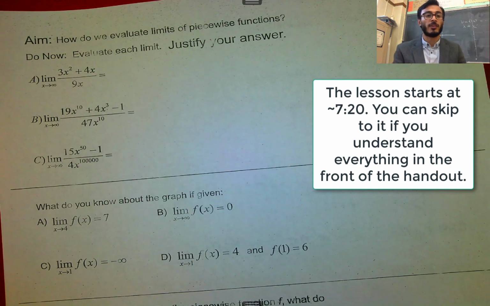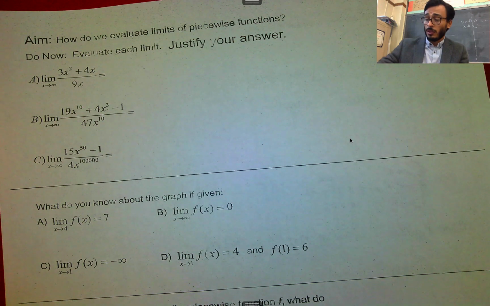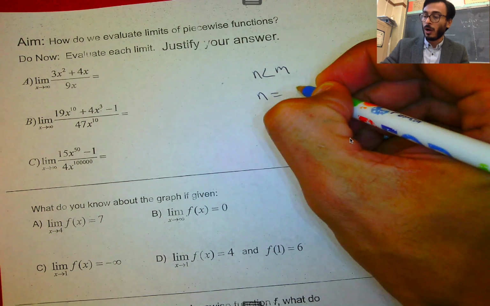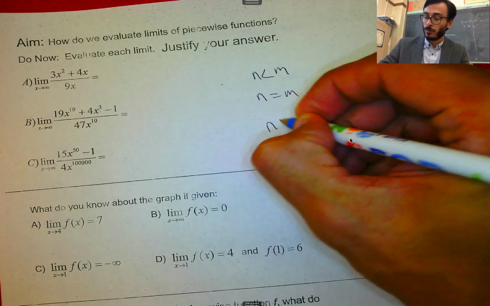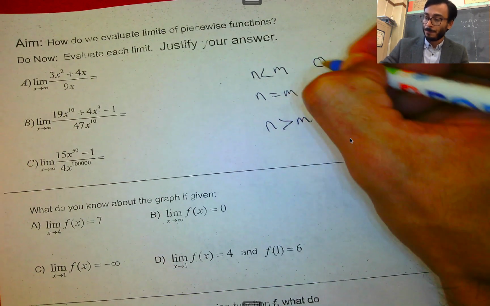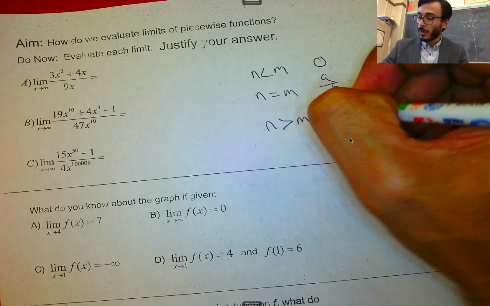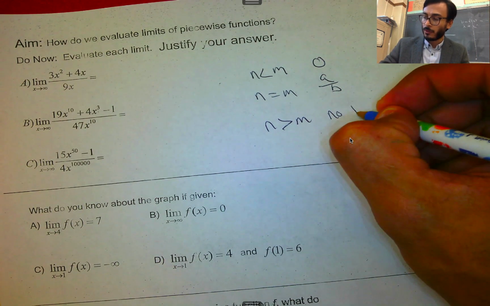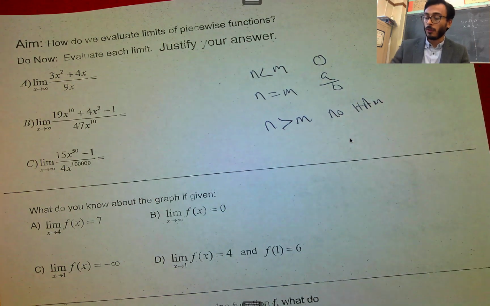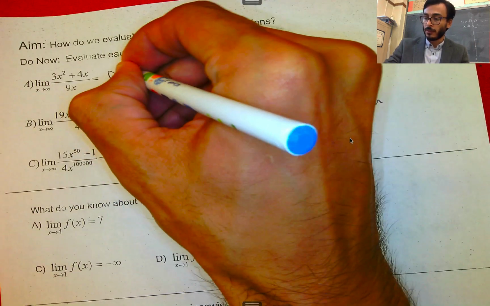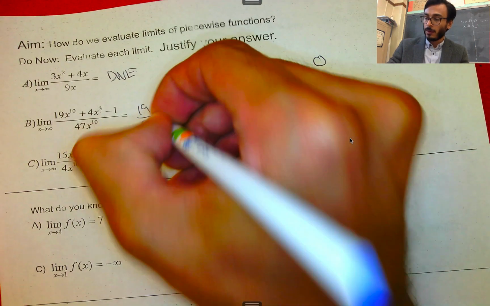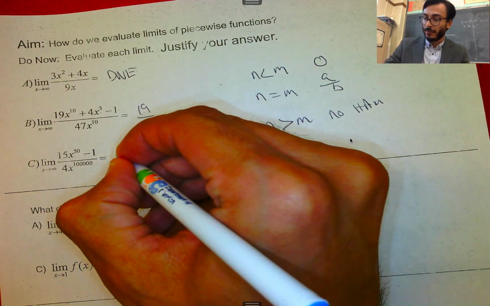For the do now, I'm asking you to evaluate each limit and justify your answer. Remember that to answer these questions, you need to know your horizontal asymptote rules. So let me just put them down real quick. So n greater than m, that's no horizontal asymptote. Okay, so for number 1, we have does not exist. For number 2, we have 19 over 47. And for number 3, we have 0.